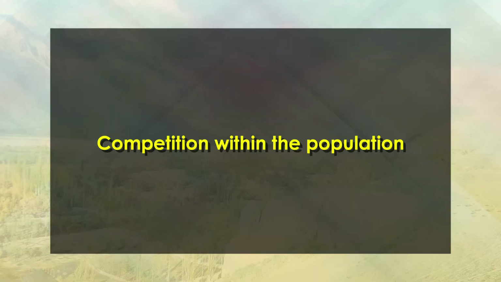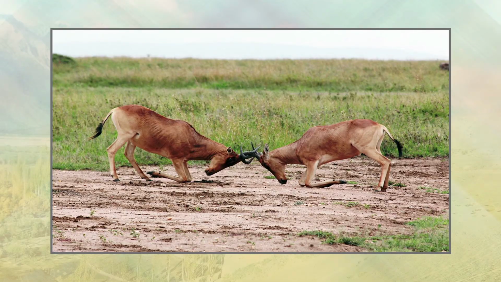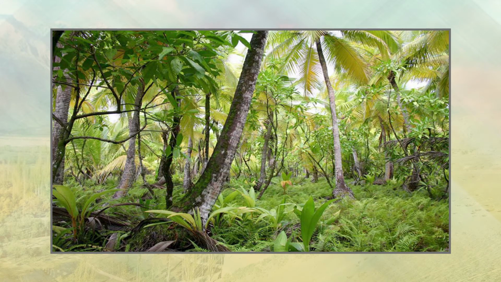Density dependent limiting factors tend to be biotic, living organisms, as opposed to physical features of the environment. Some common examples of density dependent limiting factors include competition within the population. When a population reaches a high density, there are more individuals trying to use the same quantity of resources. This can lead to competition for food, water, shelter, mates, light, and other resources needed for survival and reproduction.